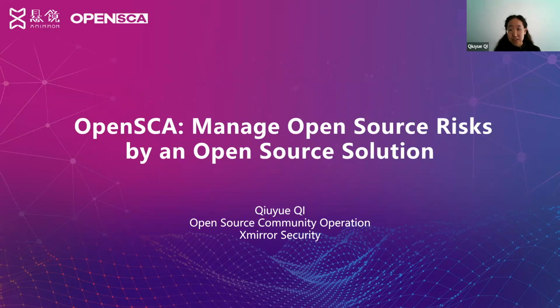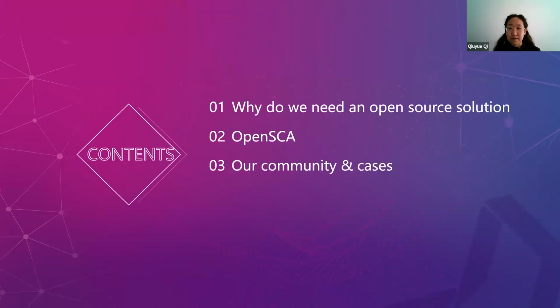In general, we initiated OpenSCA to provide an open source solution to open source risks. As for the reason, the specific method, and our achievements, I'm going to elaborate on the details in later parts. We have 4 parts in total today. The first is about the necessity of the open source solution. And secondly, we go further into details of OpenSCA itself. Then I'm going to talk about our community before finally ending up with an initiative to build the open source solution together.